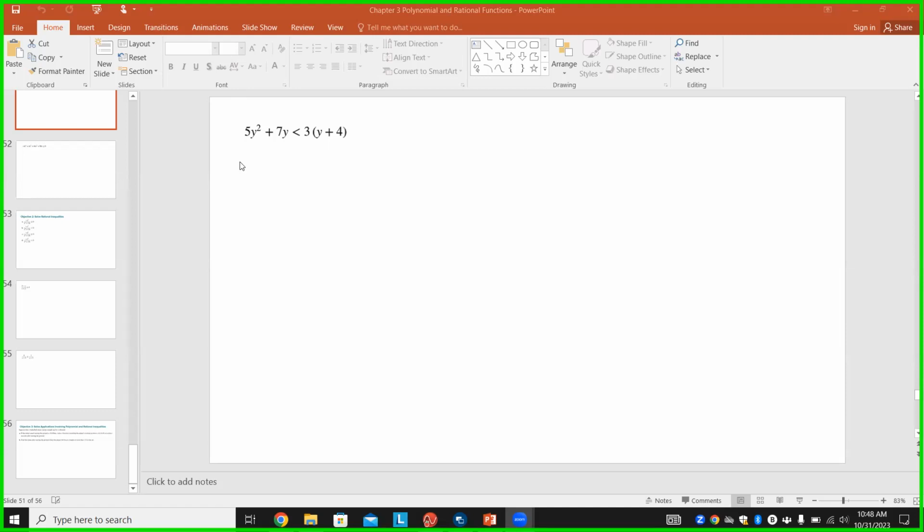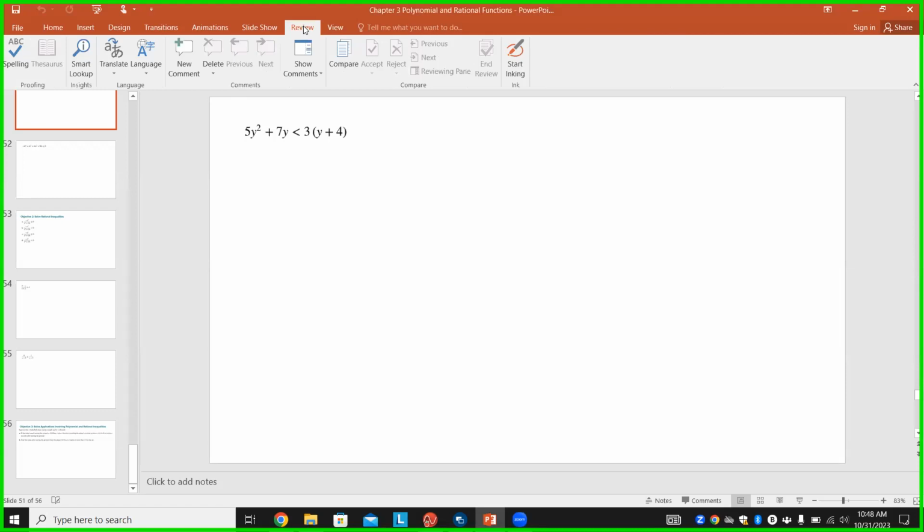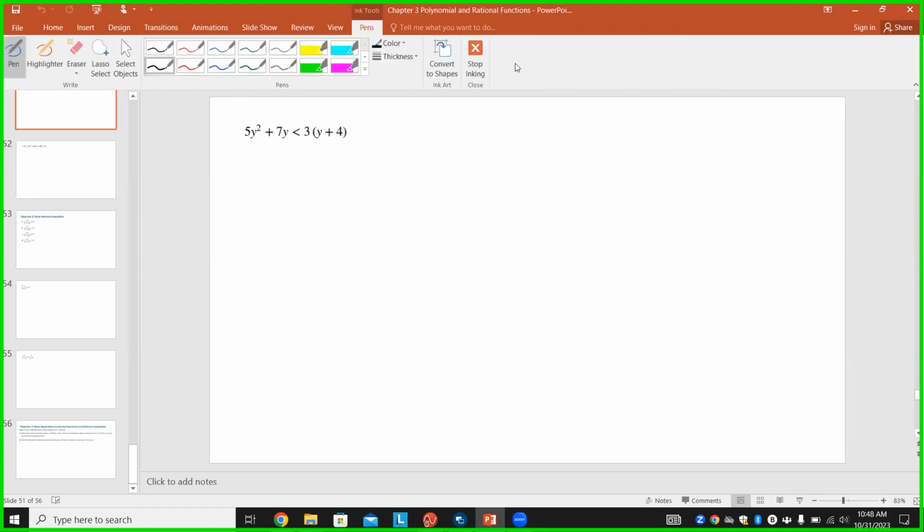All right, here we go. So if this was a normal equation, what would you do first to solve? Distribute, right? So this will give us 5y squared plus 7y less than 3y plus 12. All right. Now what would you do?